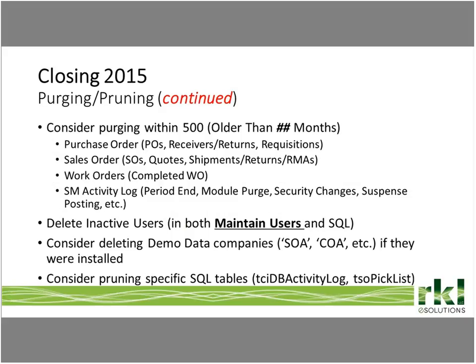Now, separate from those module period and processing purge options, there are a handful of purge utilities within some of the modules. So in purchase order, sales order, manufacturing, and system manager, there are some purge utilities which are normally safe to run should you decide that you want to get rid of some old historical data. Each of these tasks gives you the option to purge data older than a number of months that you specify when you run the task.